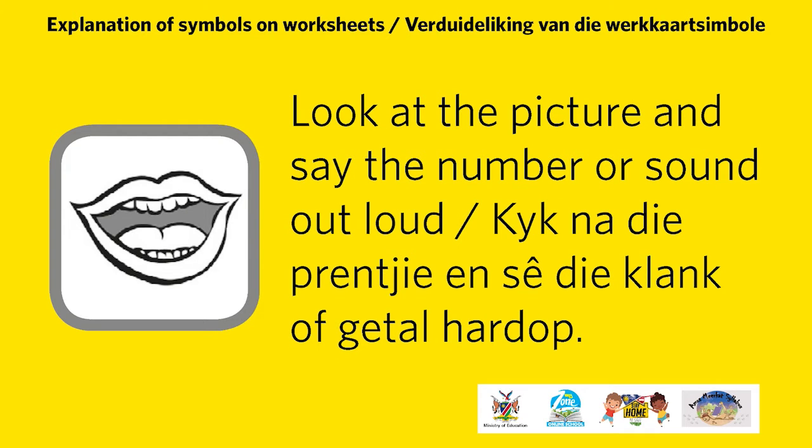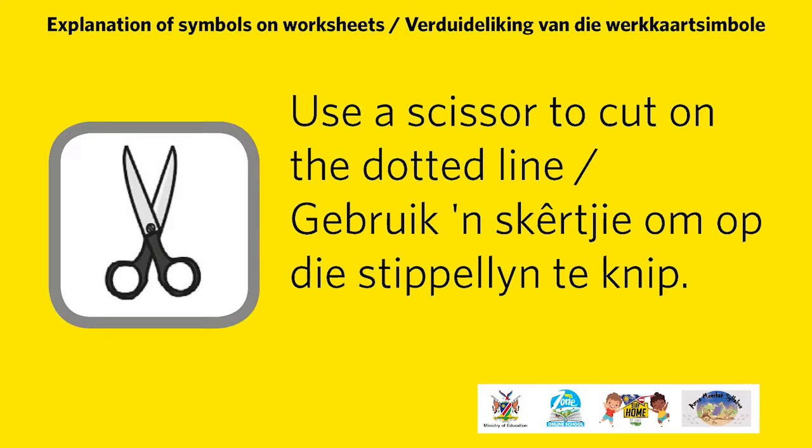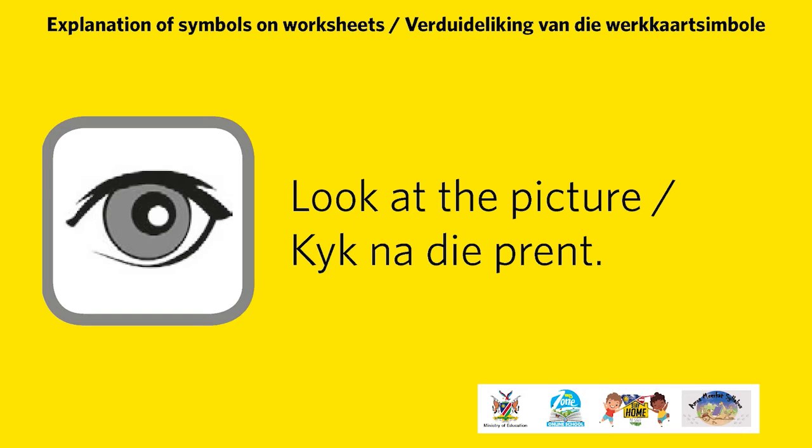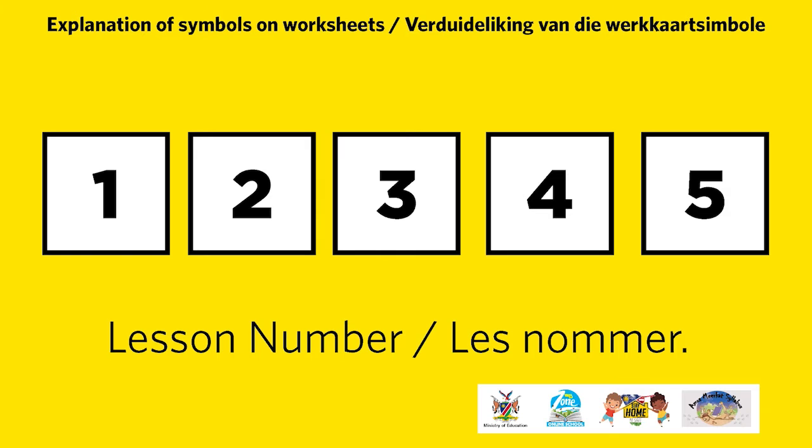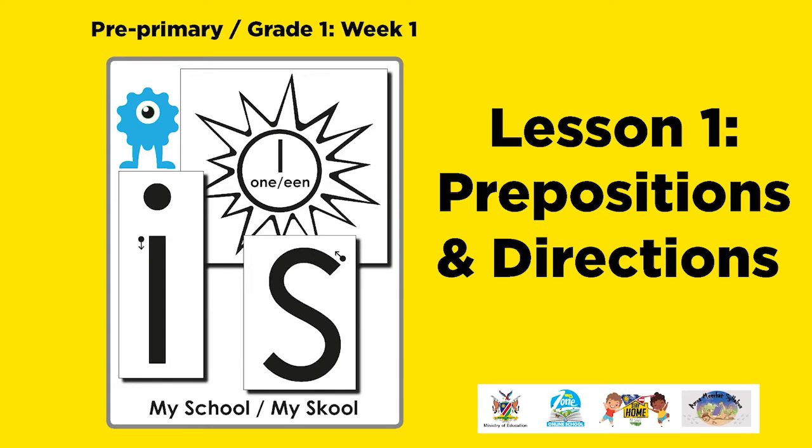Look at the picture and say the number or sound out loud. Use a scissors to cut on the dotted line. Look at the picture. Use these symbols for the lesson of the day, which will be allocated at the top right side of each page. For example, Lesson 1, Prepositions and Directions.